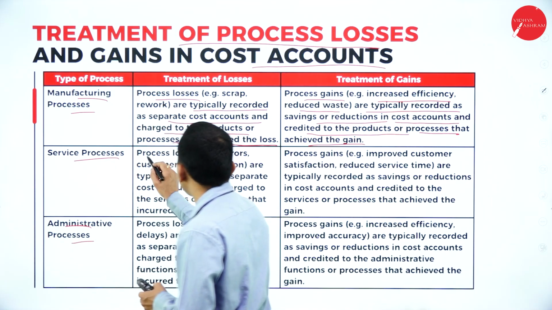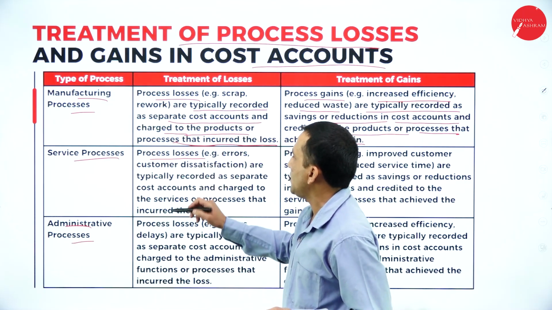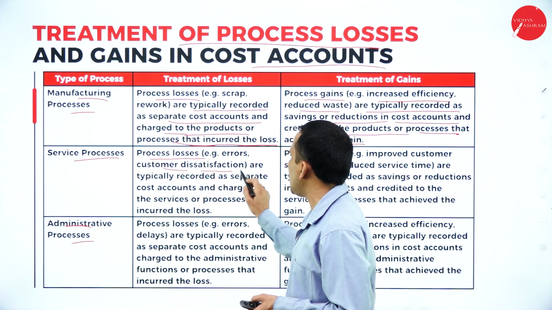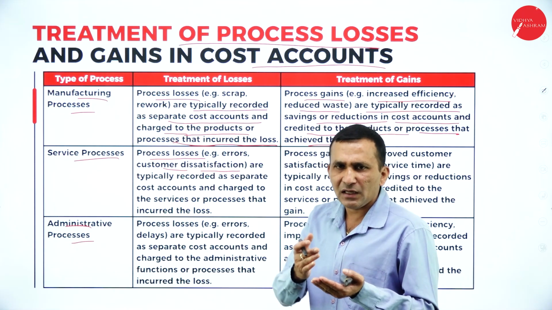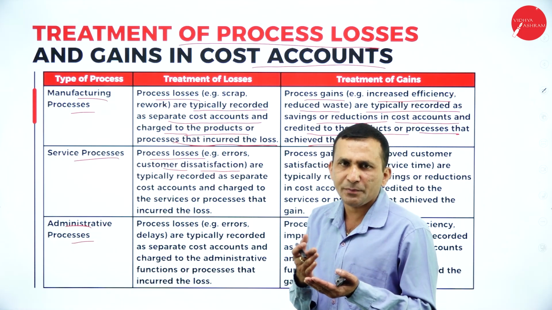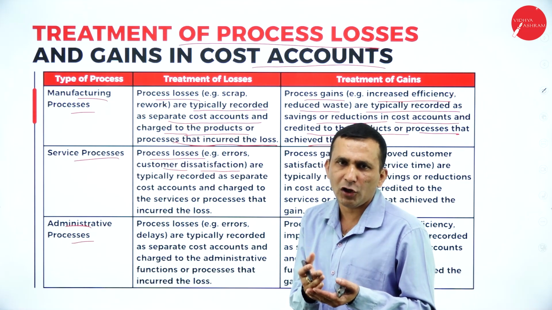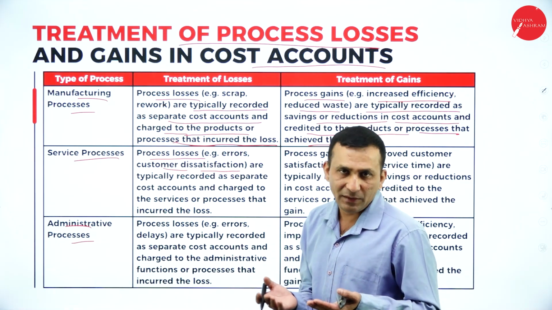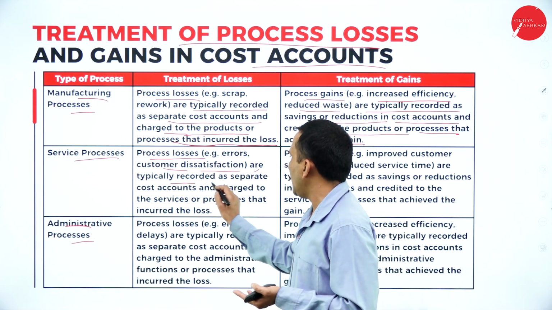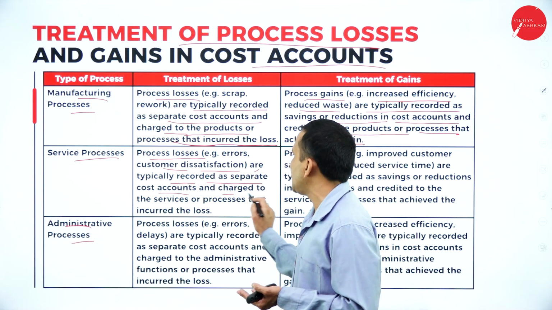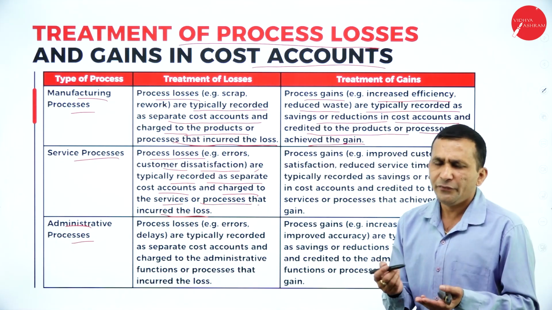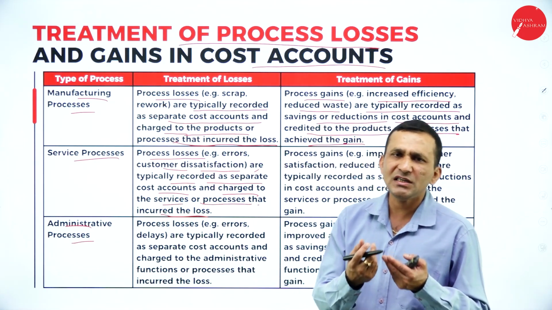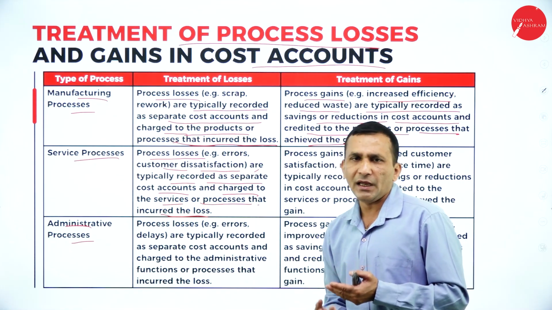And the service process loss: in case of service, customer dissatisfaction arises because at the time of preparing, the proper, standardized process is not followed, so of course the quality will differ. So we typically record it in a separate cost account and charge it to the service or process that incurred the loss. Okay, we need to find out the actual loss value and gain value.